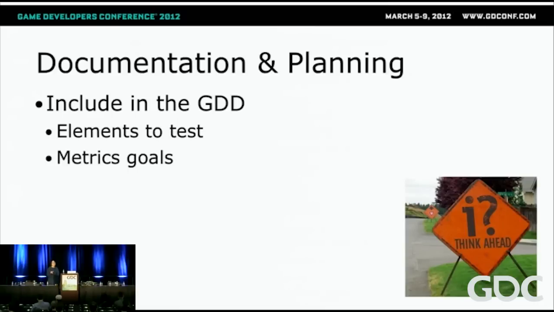So you say, I want a metrics point here. I want to track this number, and by the way, this is what I think is going to happen. I want to track this health system. I think people are going to heal when they're 25% to zero health. And then you know what you expect. And I'm going to be talking about that more as we go on, too. This is an important one.